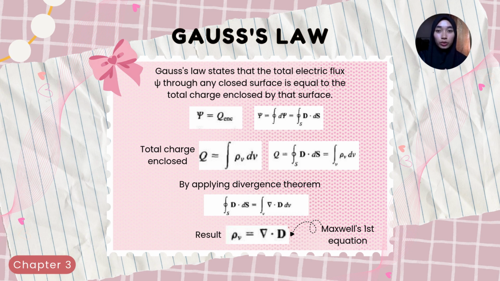Now, let's look at Gauss' law. This important law states that the total electric flux passing through any closed surface equal the total charge enclosed inside it. If we express the enclosed charge as a volume integral and apply the divergence theorem, we get a very clean final result. The divergence of D equals the volume charge density, rho V.